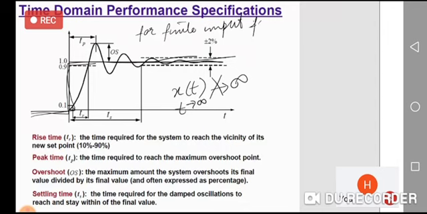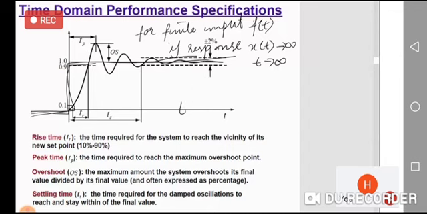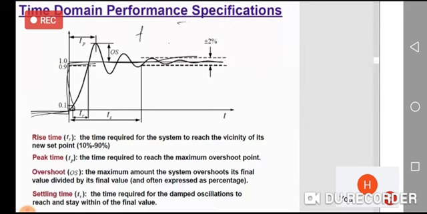for finite input f of t, if the response x of t approaches to infinity as t approaches to infinity, then the system is unstable. But in our case, अब इस फार्मूले के हिसाब से देखें, for our case we have provided a finite input and the system response does not approach to infinity. It approaches to some finite value as t approaches to infinity. Therefore, the system is not unstable. Therefore, the system is stable.